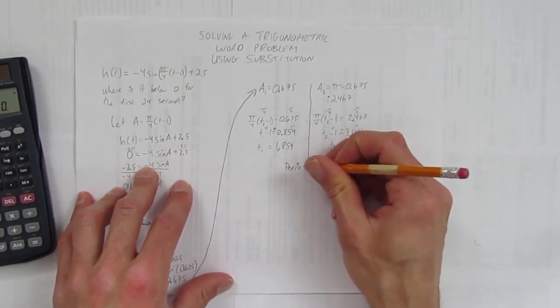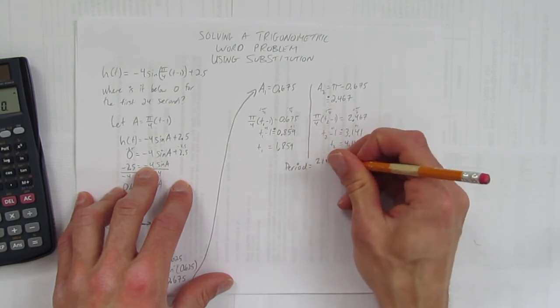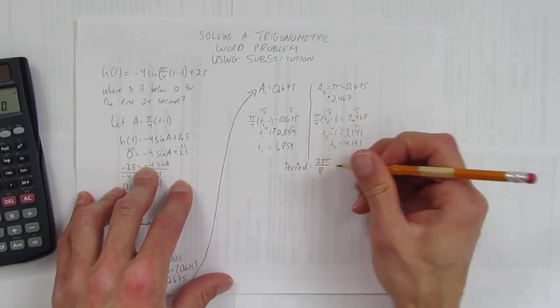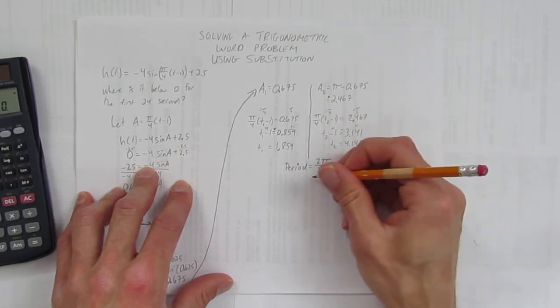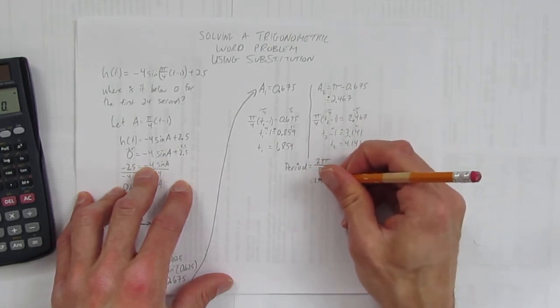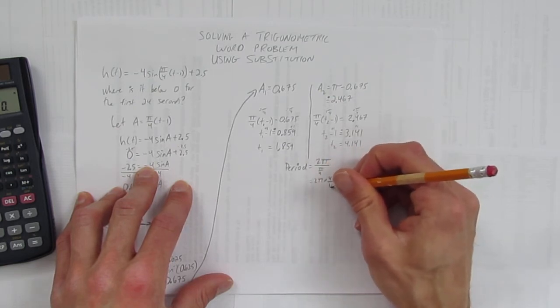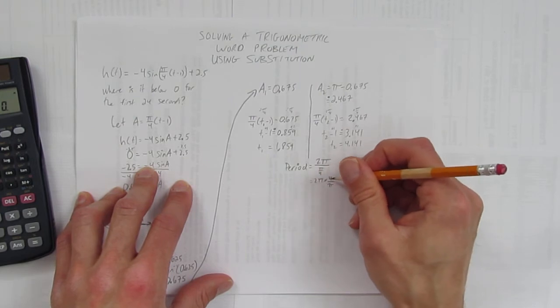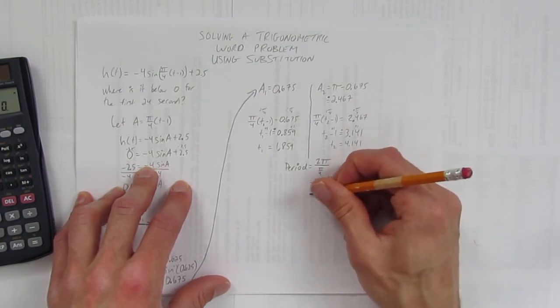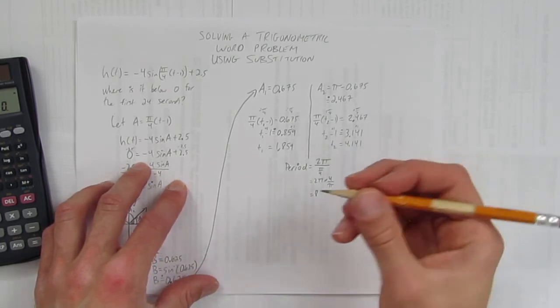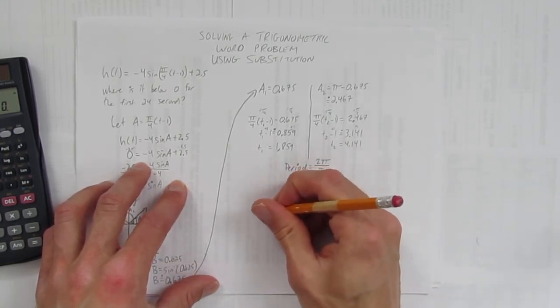Period, it's a sine wave. The period of sine is normally 2 pi, but in this case it's 2 pi divided by the k value, which is pi over 4. When you're dividing by a fraction, you multiply by its flip. 2 pi times 4 is 8 pi, divided by pi gives 8. So the period is 8 seconds. That's going to make it easy to calculate t3.